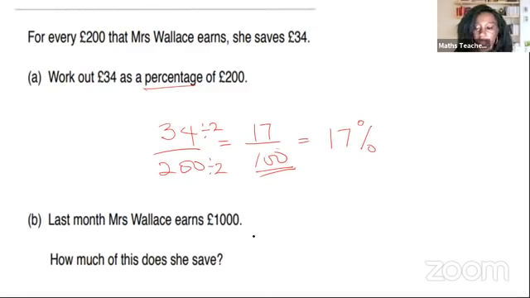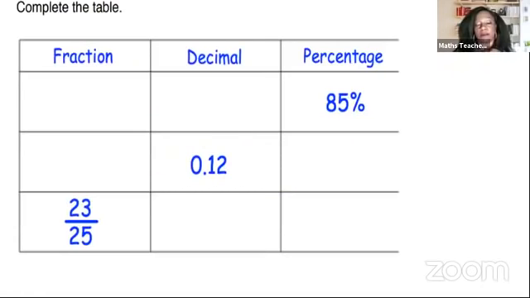Last month, Mrs. Wallace earns £1,000. How much of this does she save? So these are things that you just help them to understand how it's all done, okay? So I've got 6 minutes left. I am going to just breeze over this one, which is quite important for me.